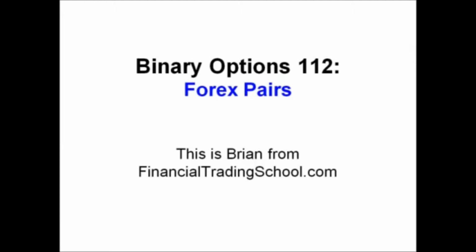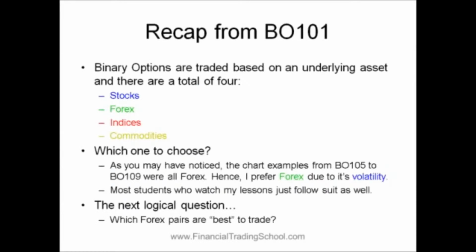Hello class, this is Brian from FinancialTradingSchool.com and welcome to BO 112 Forex Pairs. So just a reminder before we start, as I mentioned before in BO 101, binary options are traded based on an underlying asset, and there are a total of 4 different assets: stocks, Forex, indices, and commodities. And as you may have noticed, the chart examples from BO 105 all the way till BO 109 were all Forex chart examples. Hence, I prefer Forex due to its volatility. And most students who watch my lessons just follow suit as well.